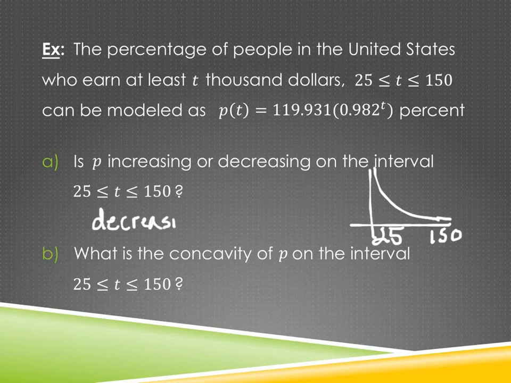Now, I want to pause for a moment and just consider the context of the problem. Does that make sense? Conceptually? Yes. Yeah, conceptually that should make sense because there are fewer people making $150,000 a year than $25,000 a year, right? So you would expect that the percentage should go down as the dollar amount of people's salaries go up. So that seems reasonable. The second question is about concavity. What's the concavity on the interval? It is concave up.